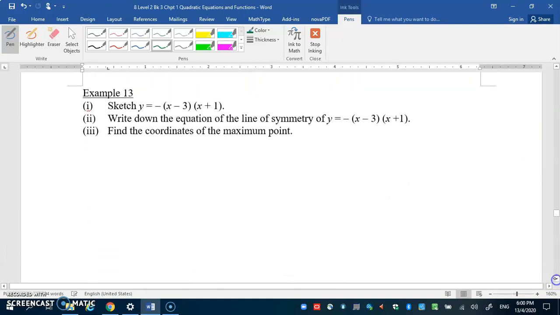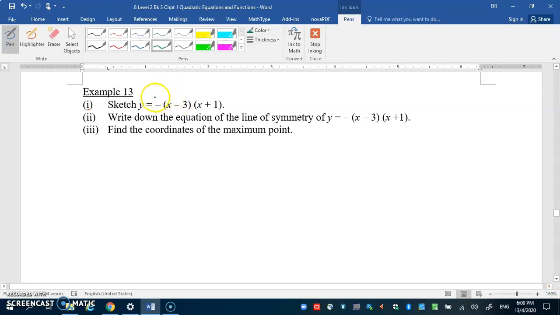Okay, example 13, sketch y equals to -(x - 3)(x + 1). Okay, now let me try to expand this for you. Since there's a negative in front, right, it will become negative of (x squared - 3x + x - 3), which then becomes negative of (x squared - 2x - 3). So when I open up the bracket, it will become -x squared + 2x + 3.